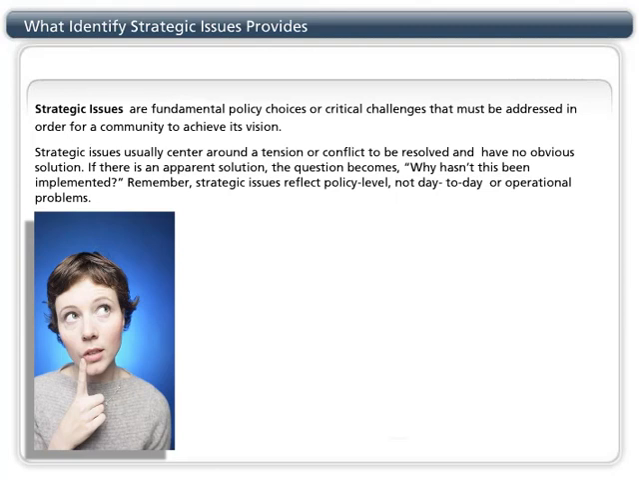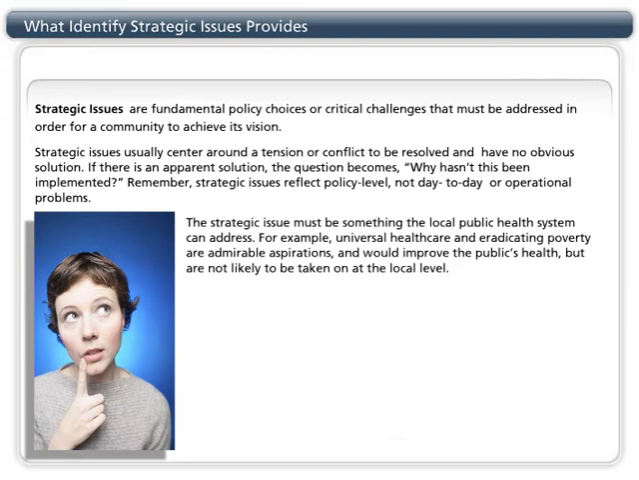Remember, strategic issues reflect policy level, not day-to-day or operational problems. The strategic issue must be something the local public health system can address. For example, universal health care and eradicating poverty are admirable aspirations and would improve the public's health, but are not likely to be taken on at the local level.